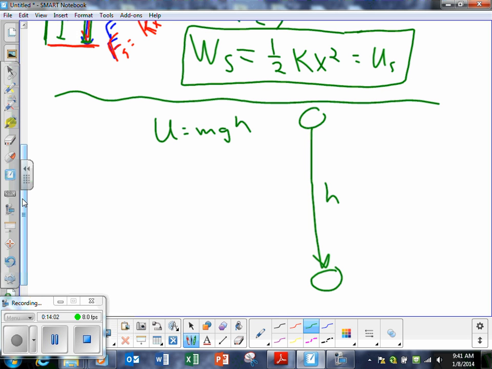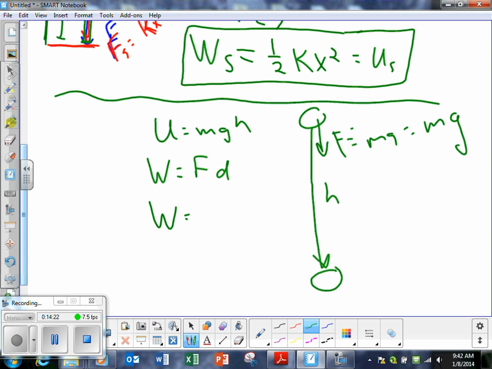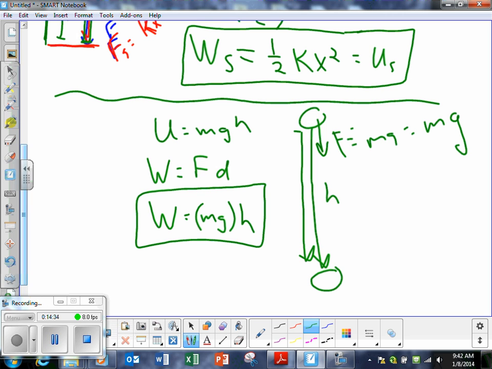So how does this force distance thing flesh out here? Well, work is force times distance. The force on the ball is equal to mass times acceleration, or in this case, mass times little g. That's the force on the ball, mg. And the displacement over which that force is applied to the ball is h. So that's how this whole potential energy of the Earth fits into this work idea.